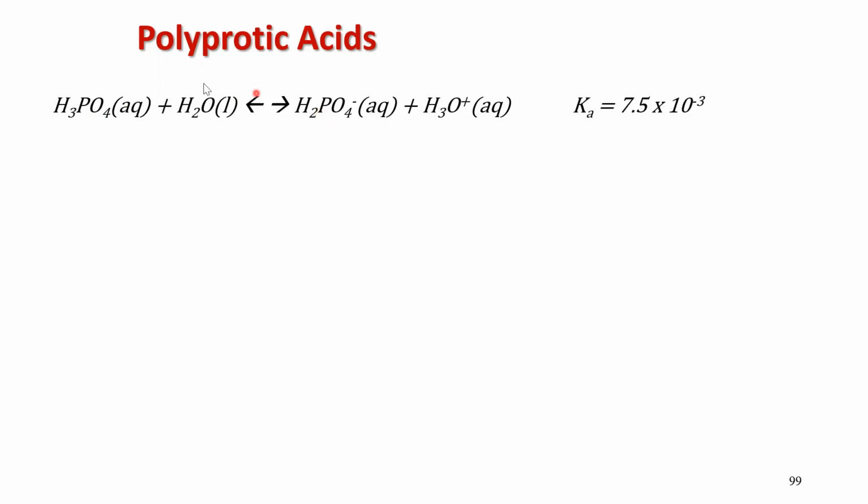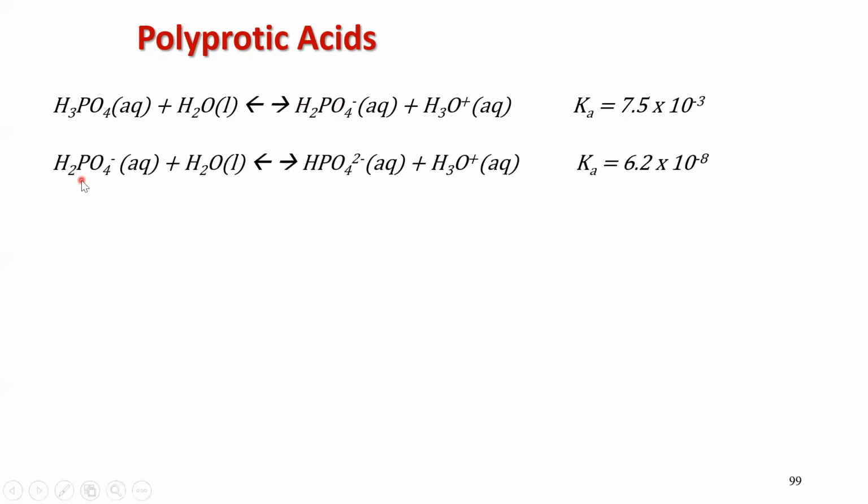So we're going to remove 1 hydrogen ion. It's going to join up with water. We're going to produce dihydrogen phosphate ions and hydronium ions. And the Ka value for this first step is 7.5 times 10 to the minus 3. But the conjugate base that's produced in the first step has hydrogen ions in it. It has acidic characteristics. So there's a second step in this acid ionization.